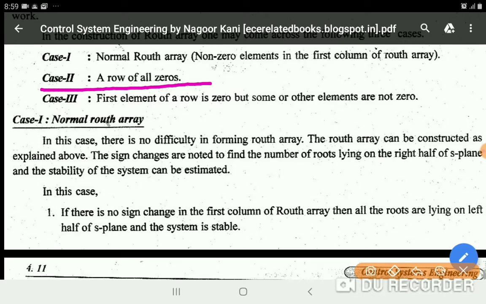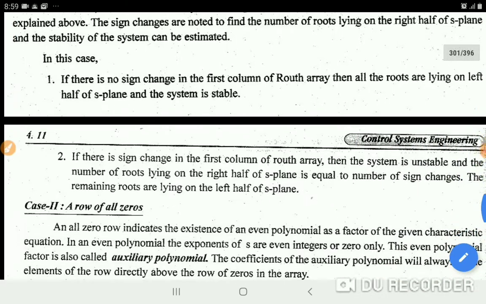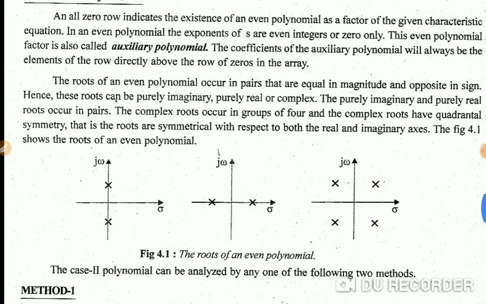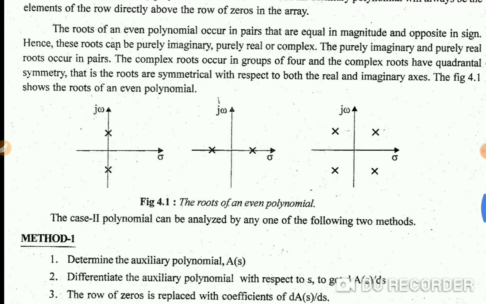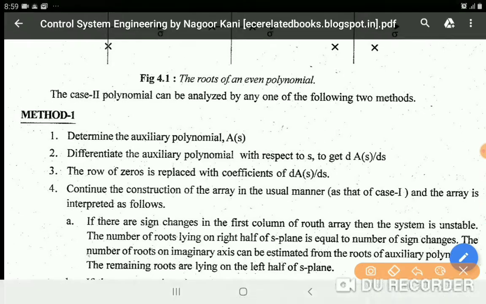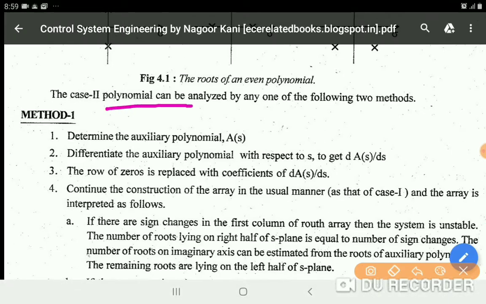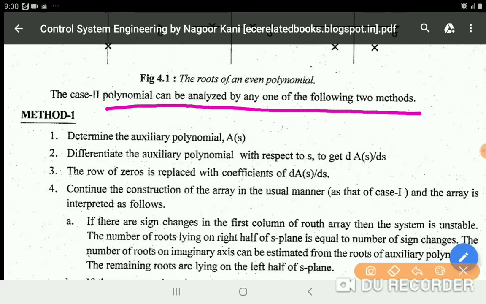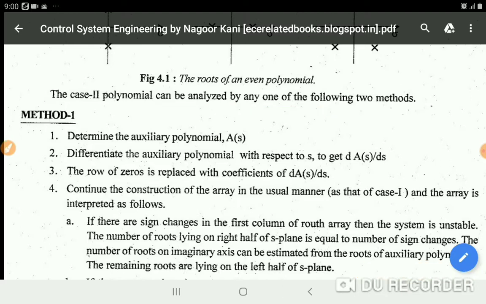First I will explain you the things with a row of all zeros. Then it is easier for you to understand. See here in case 2, these polynomials can be analyzed by either of the two methods. First I will explain you the procedure for solving the case 2 problem in method 1.